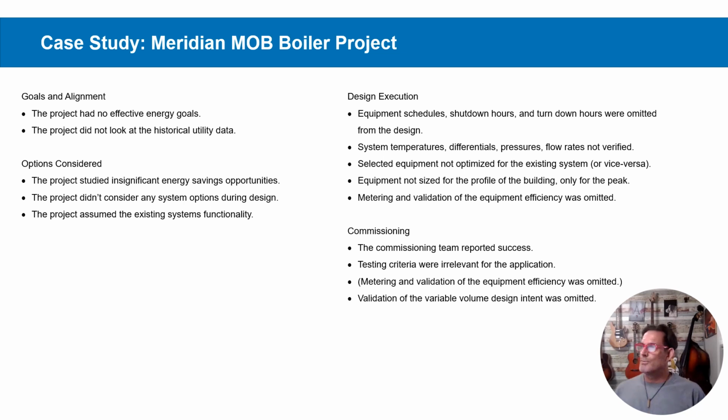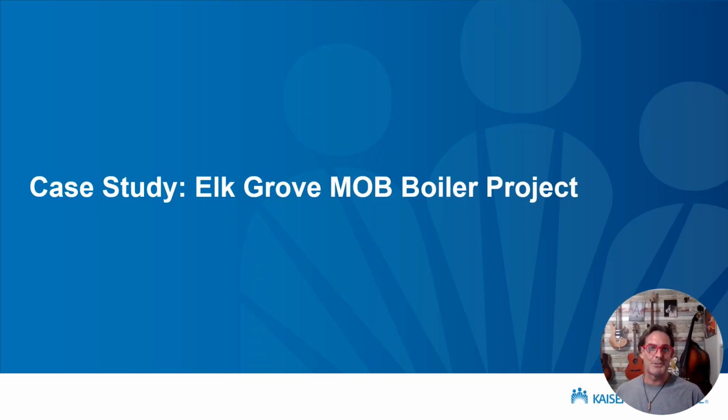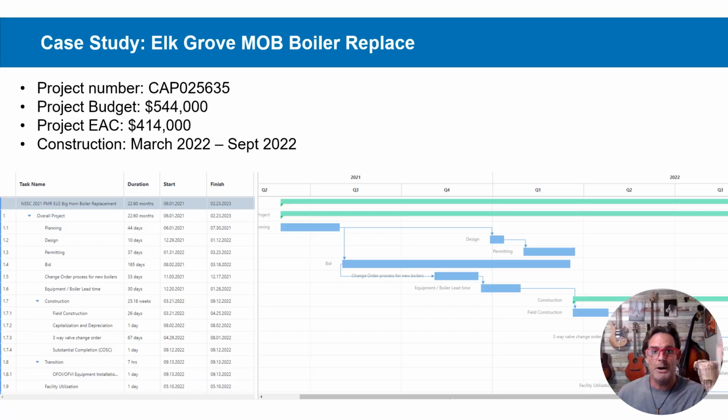And so, a number of things that are lessons learned here. Next case study is an Elk Grove MOB boiler project. This is another boiler project. This project had a budget of $544,000. They actually spent $414,000. March, April, May, June, July, September. So a little bit longer of a construction schedule here, about 6 months.